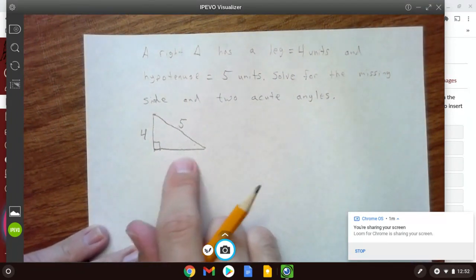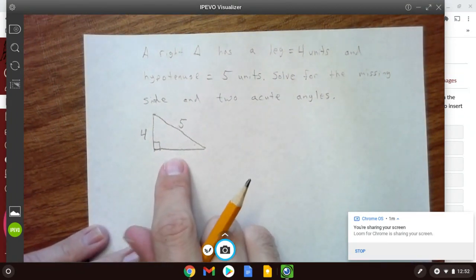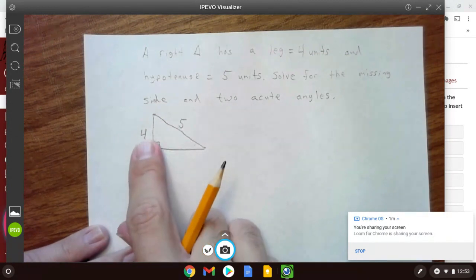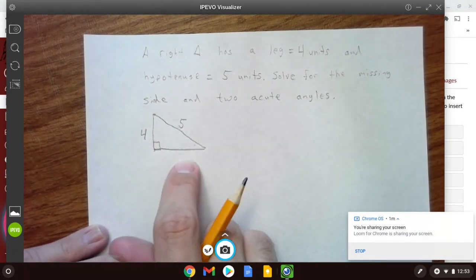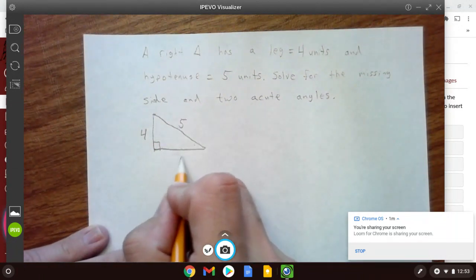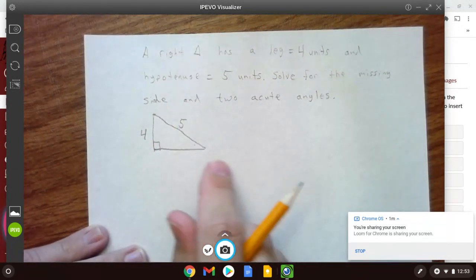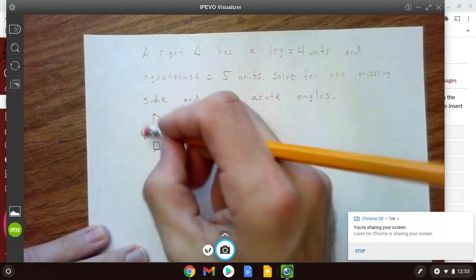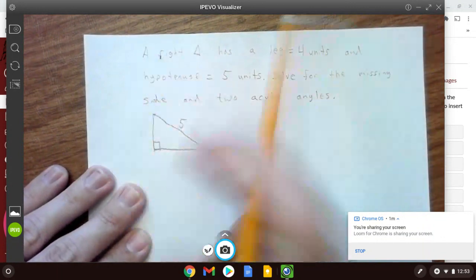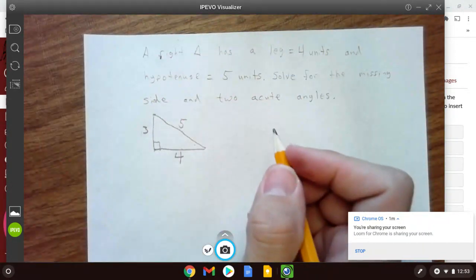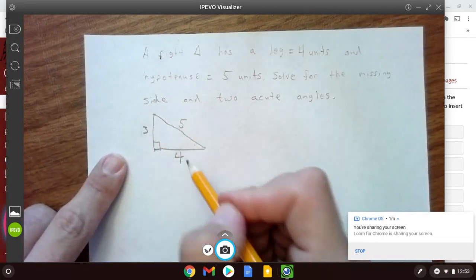All right, so first let's get this missing side here. So by Pythagorean theorem, this would be c squared, this could be a squared, this could be b squared. This is equal to 3. All right, this is a famous triangle. This is a 3-4-5 triangle. You should know this one. Actually, I'm going to swap this right here. So this one's 3, and this one's 4. Yep, so it's a famous right triangle. 3-4-5.